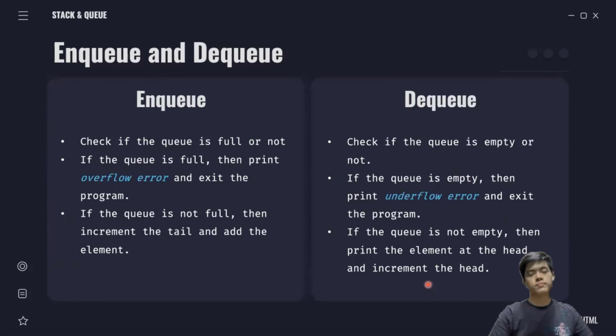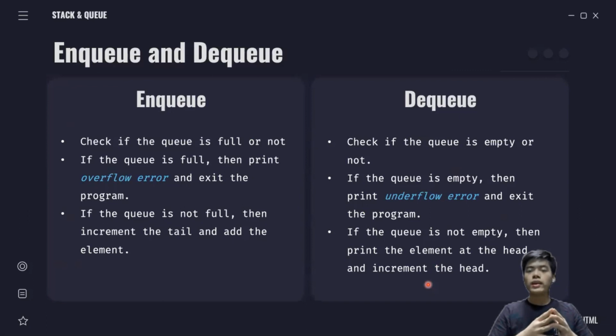And finally, I want to introduce you the concept of Enqueue and Dequeue. What is Enqueue? It is to check if the queue is full or not. If the queue is full, it prints an overflow error and exits the program. On the contrary, it will increment the tail and add the element for us.